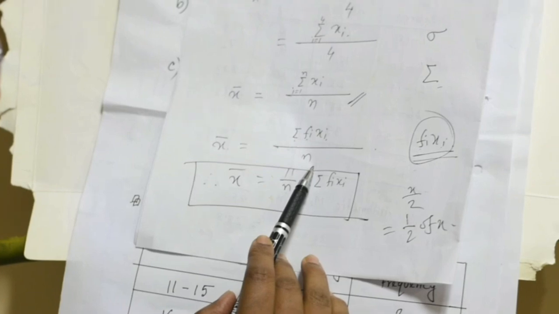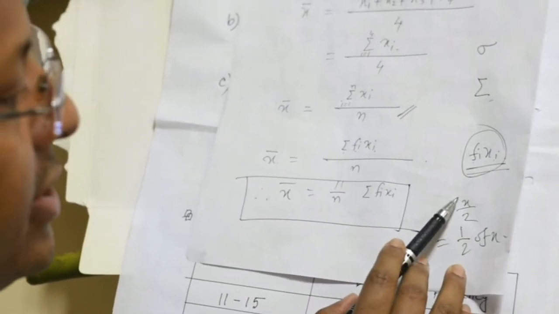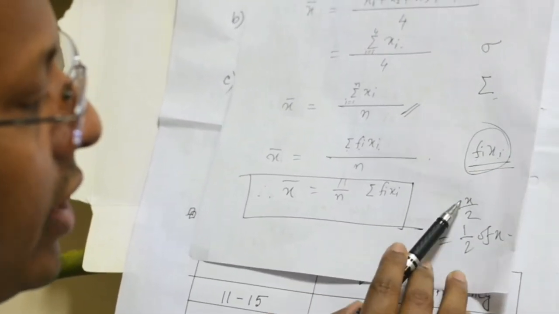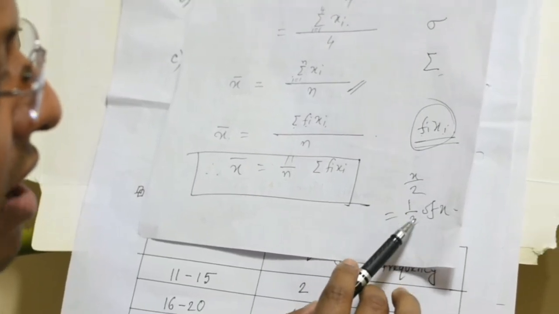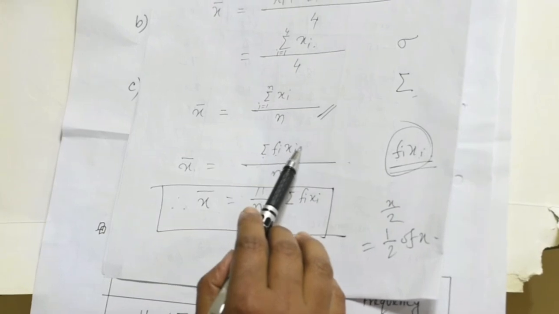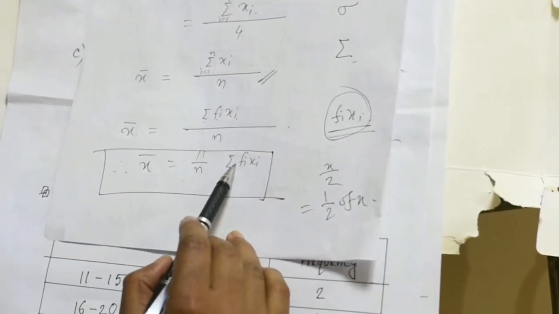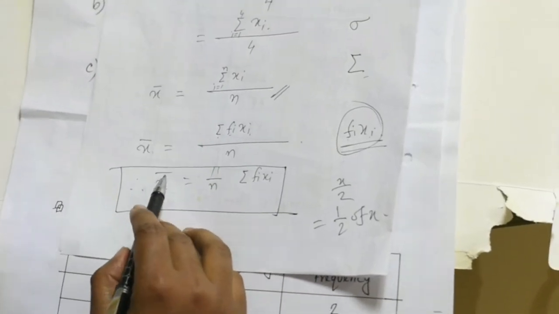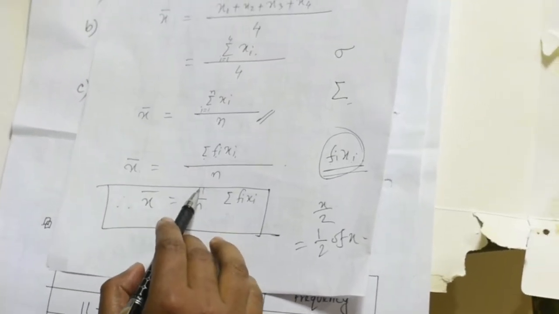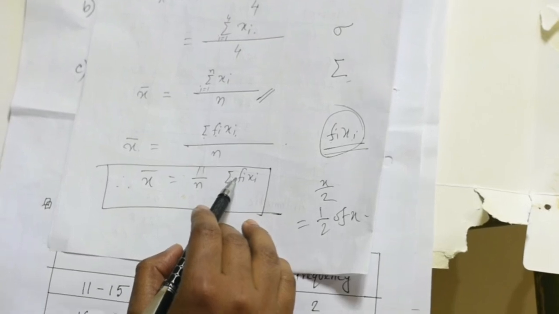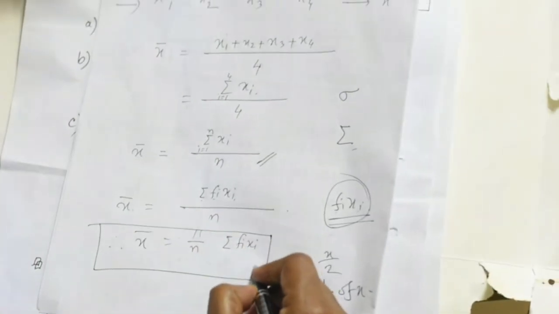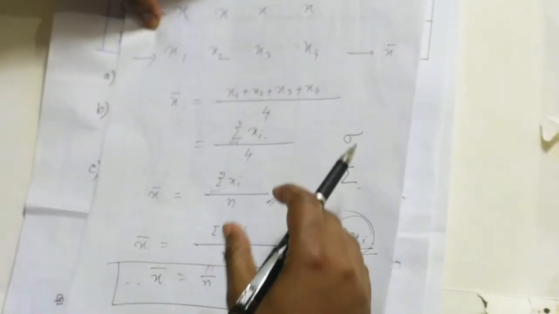And when it is x divided by 2, we can express it as half of x, or half into x. So the summation of fi xi divided by n we can express as 1 divided by n into the summation of fi xi. So x bar, that is the arithmetic mean, equals 1 divided by n summation fi xi. By using this formula, we will calculate the arithmetic mean of a classified data.